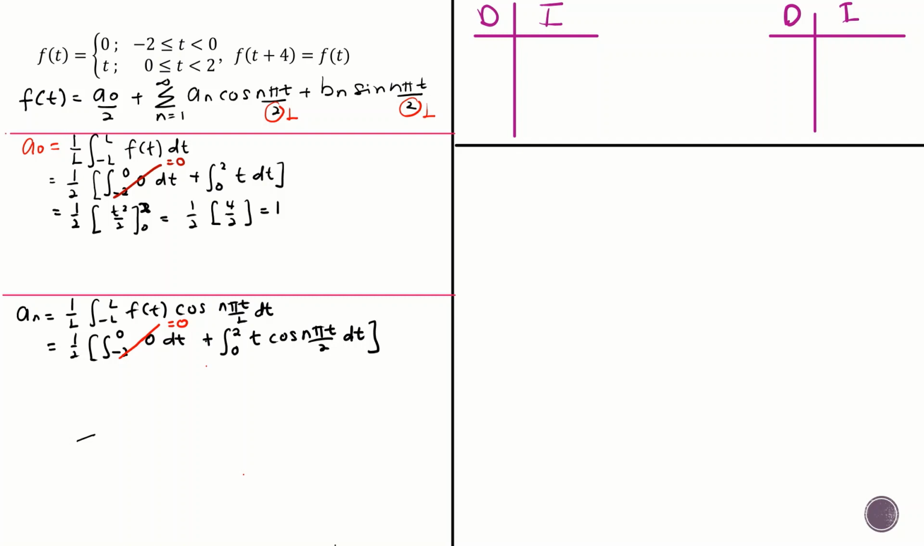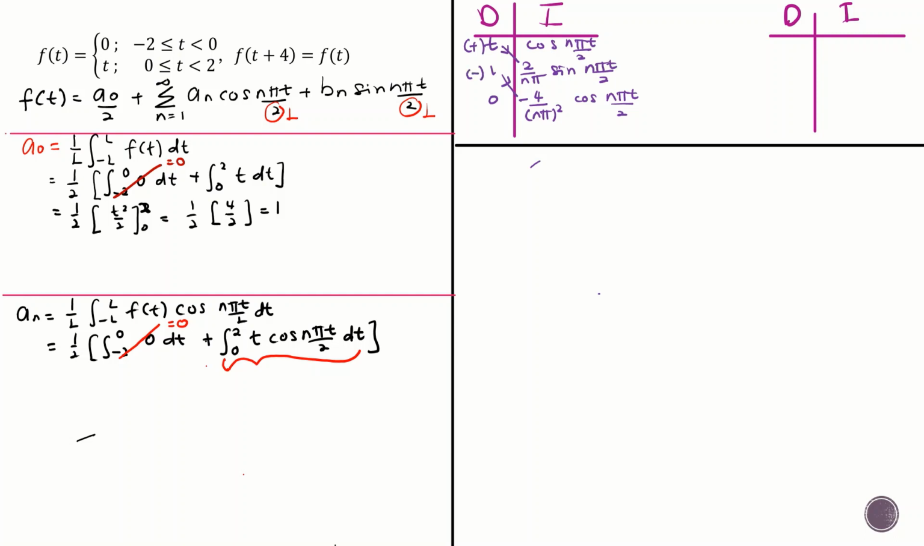While the second integration, we need to solve it using the tabular method. So let's do the tabular method here. We have t, 1, 0, and we have here cos(n pi t over 2). The first integration, we're going to get 2 over n pi sin(n pi t over 2), while the second integration is negative 4 over n pi squared cos(n pi t over 2). Okay, cross multiplication. Don't forget the sign.